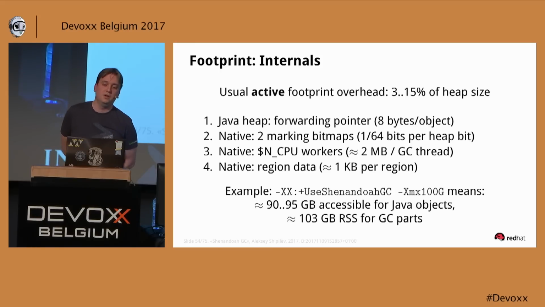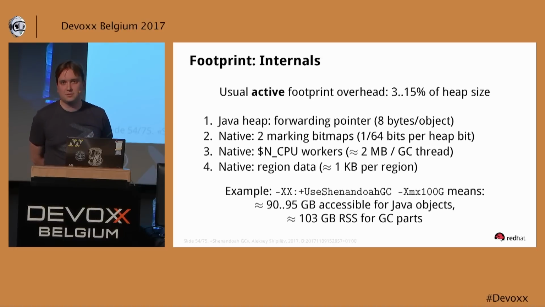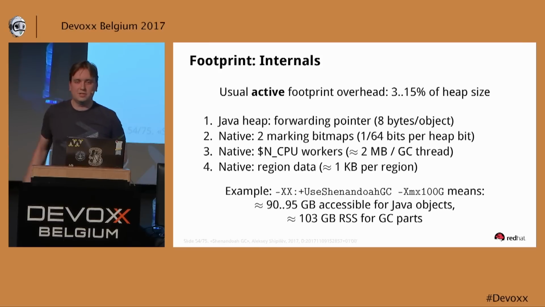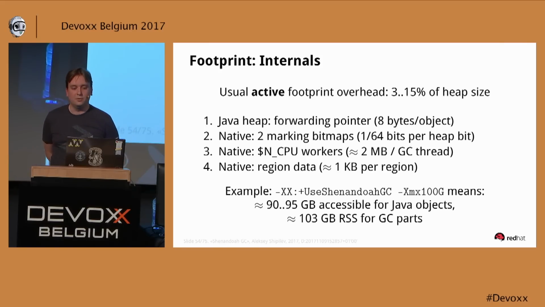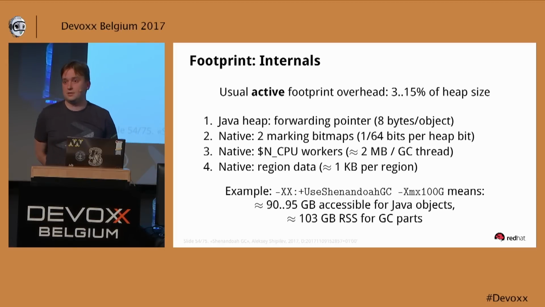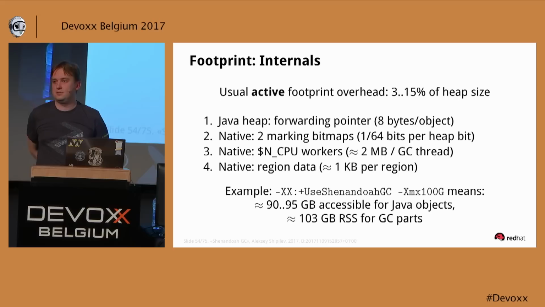So if you say use Shenandoah GC, -Xmx 100 gigabytes, that usually means that around 95 gigabytes are accessible to Java objects, meaning you can cram this much of the usual Java objects that you can cram with other collectors. And if you look at the resident set size for the Java process, you will see that the RSS for that kind of heap is 103 gigabytes, because those 3 gigabytes are basically marking bitmaps, and forwarding pointers are accounted into the Java heap, which simplifies deployment.